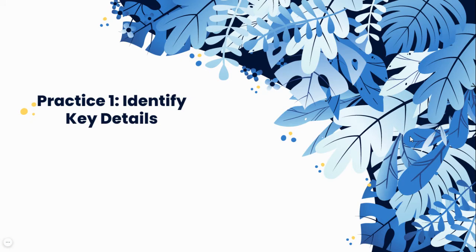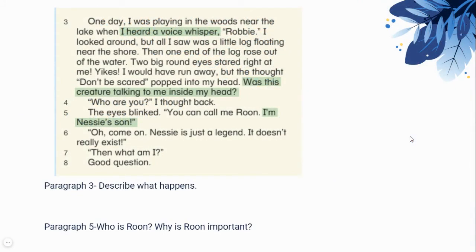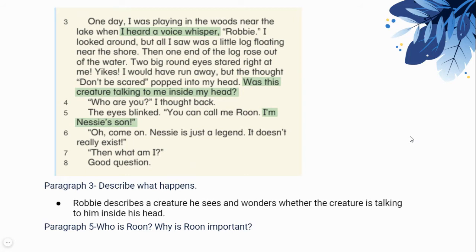Practice 1. Identify key details. Readers usually understand the theme after reading the entire story. However, key details in the text can serve as clues along the way. Look at paragraph 3. It describes what happens. Robbie describes a creature he sees and wonders whether the creature is talking to him inside his head.